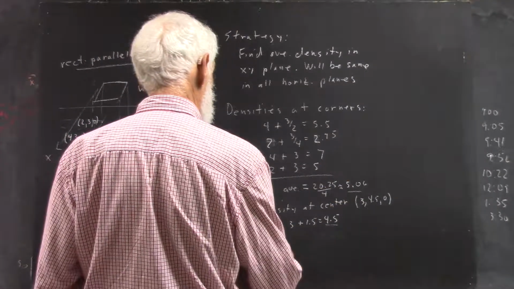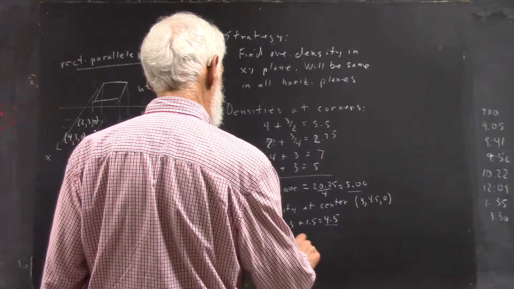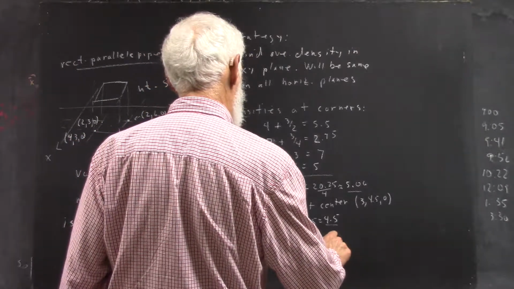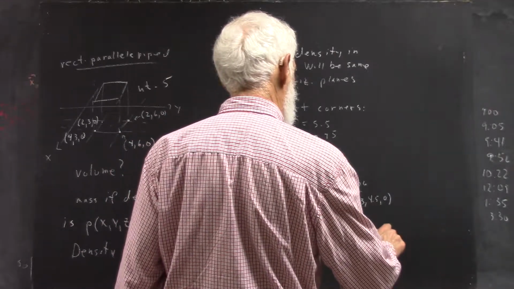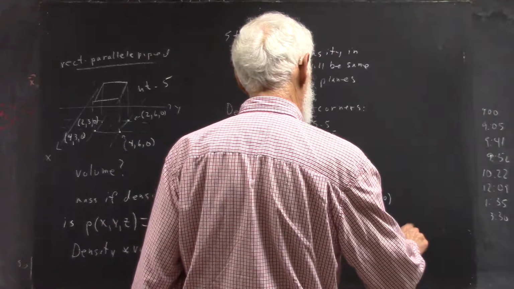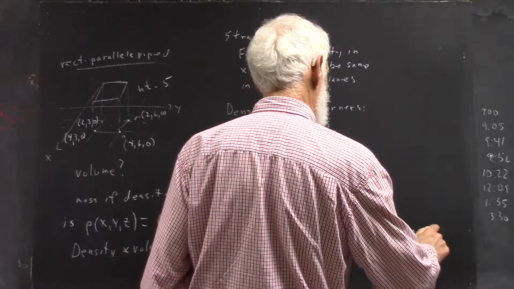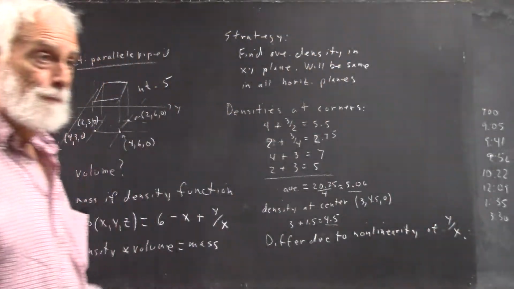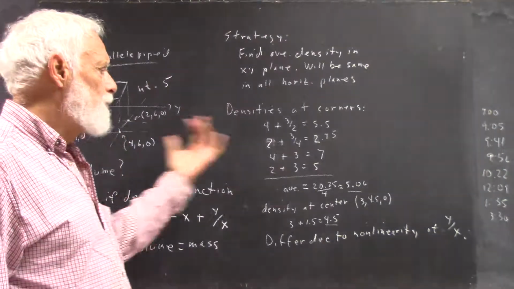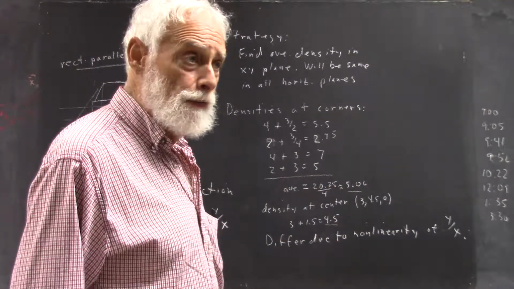These differ. Due to the nonlinearity of y over x, right? But it means that if we average the corners, we're not too far off.